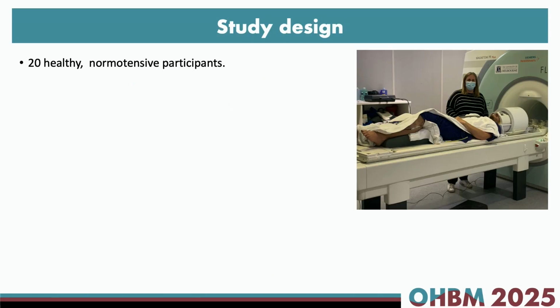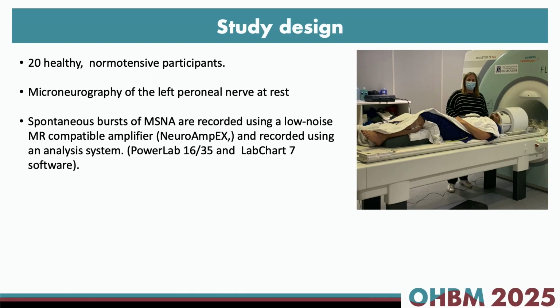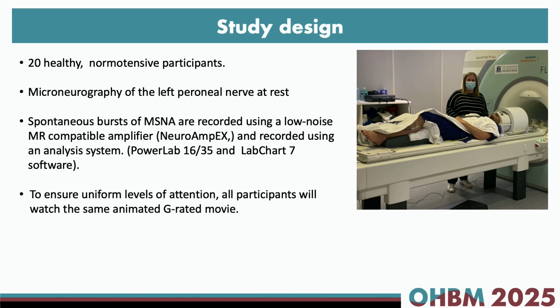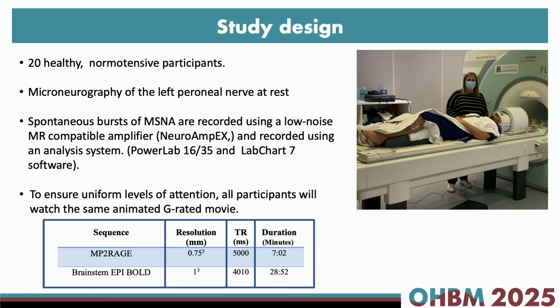So our study design was 20 healthy, normotensive participants, and they lay on the scanner table for 3 hours, having microneurography in their left peroneal nerve. We recorded the MSNA and amplified it 20,000 times, and to ensure uniform levels of attention, all participants were watching the same animated G-rated movie. Then we acquired a structural scan for co-registration, and then a 1 millimetre isotropic brainstem-only slab, with a 4-second TR for each acquisition, and we ran it for half an hour.